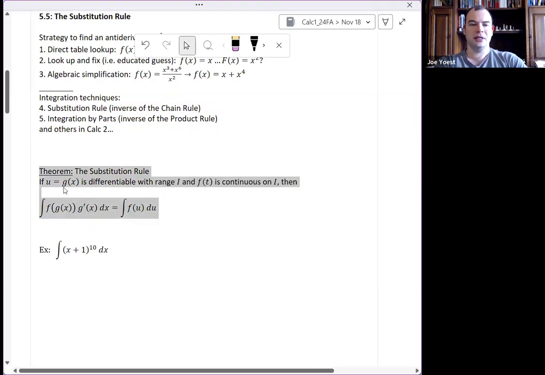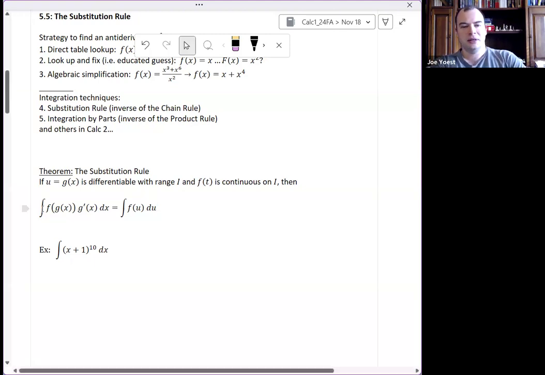Well, theorem, substitution rule. If u equals g of x is differentiable with range I, so the outputs of g are in I, and if f is continuous on that range, so f is continuous on the inputs into f being the outputs from g, then if we want to integrate f of g of x times g prime of x dx, we can rewrite that as the integral of f of u du.